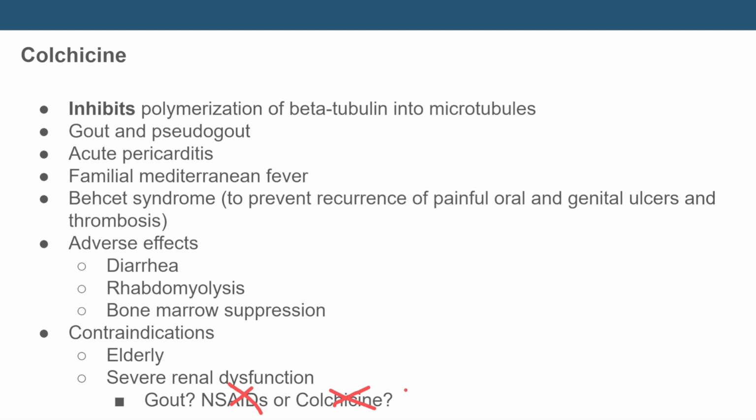So what are we going to use for gout in this instance? We're going to use corticosteroids. Because here, for gout, we have 3 treatment modalities: NSAIDs, corticosteroids, and colchicine. If a gout patient has severe renal dysfunction, we cannot use either NSAIDs or colchicine, so we can use corticosteroids in this case scenario.